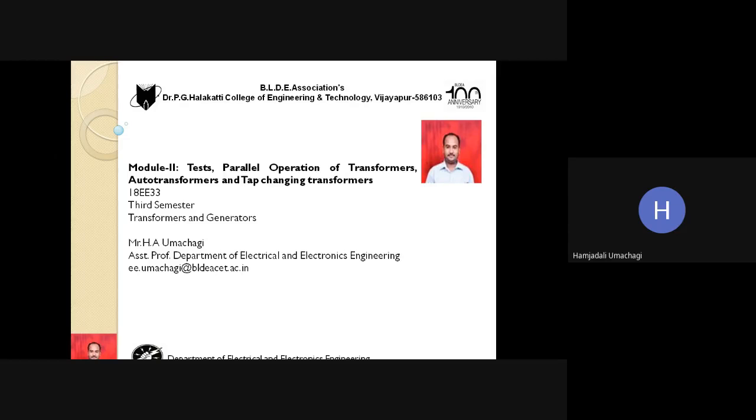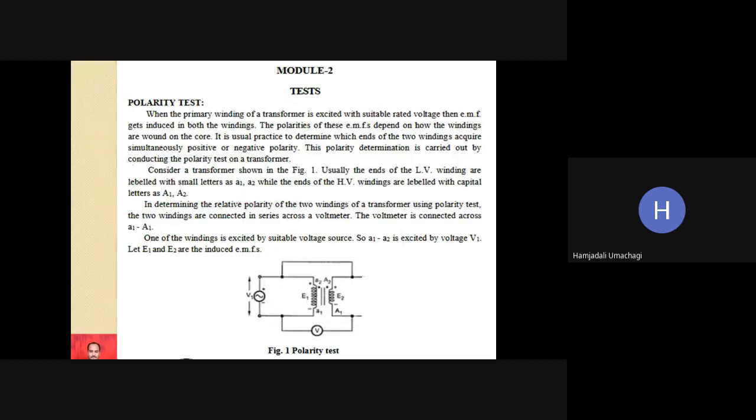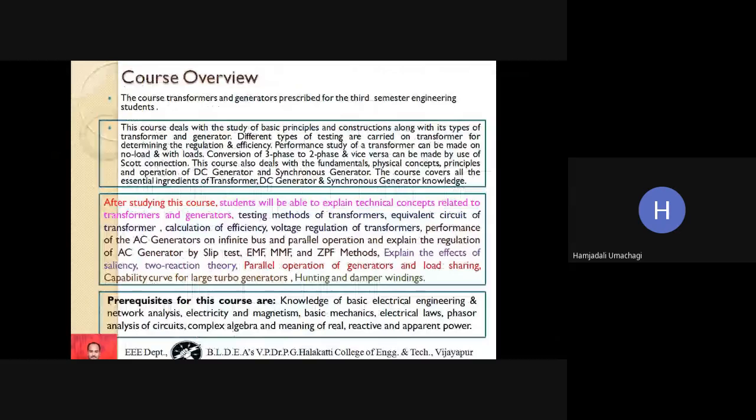Then comes single winding transformer, which we call an auto transformer. Then tap changing transformers. Right. Now in this class we will discuss testing methods of transformers. In the testing methods, we have the polarity test and Sumpner test.